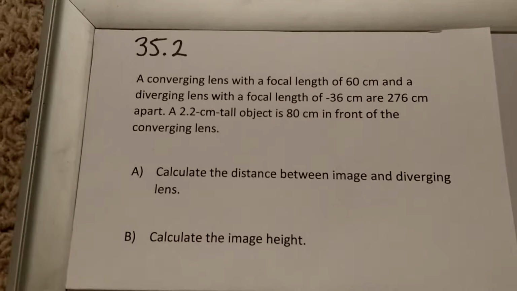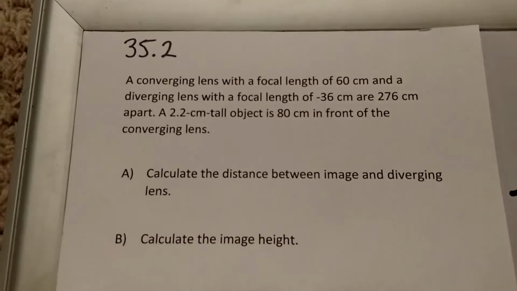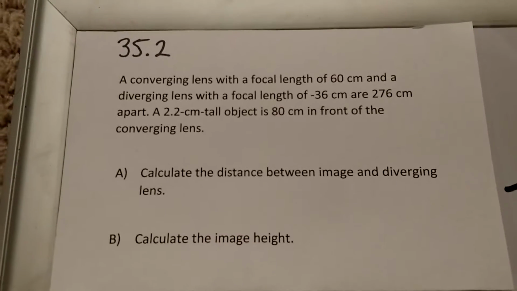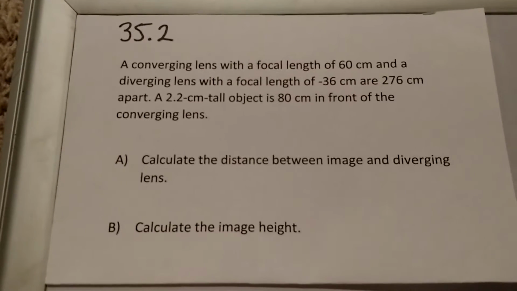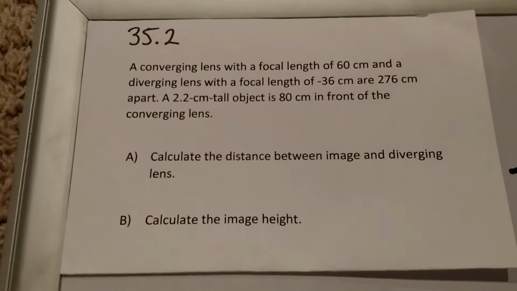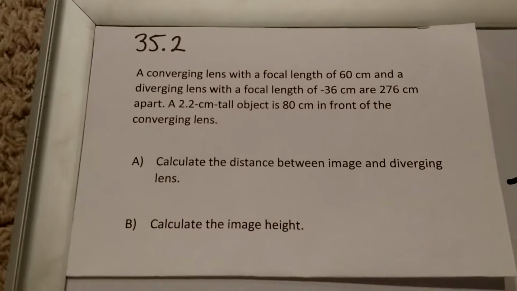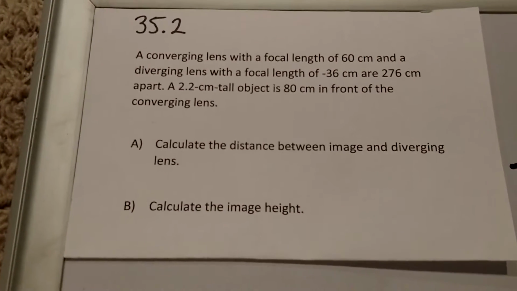My name is Greg Statmiller, and I'm going to help you with problem number 35.2. The problem states that a converging lens with a focal length of 60 centimeters and a diverging lens with a focal length of negative 36 centimeters are 276 centimeters apart. A 2.2 centimeter tall object is 80 centimeters in front of the converging lens.